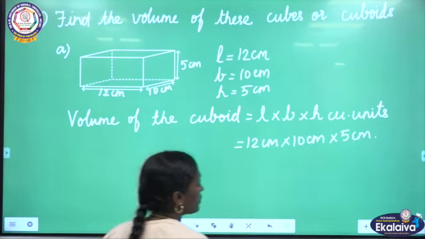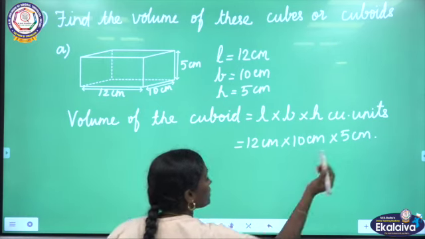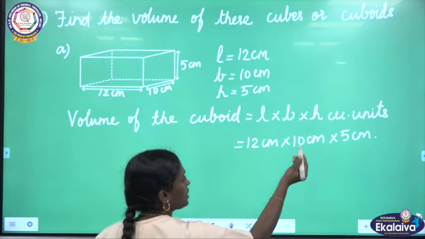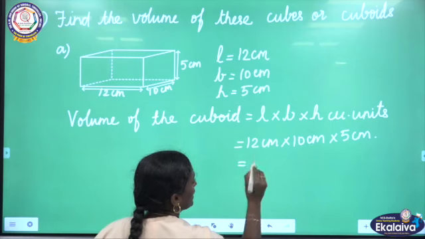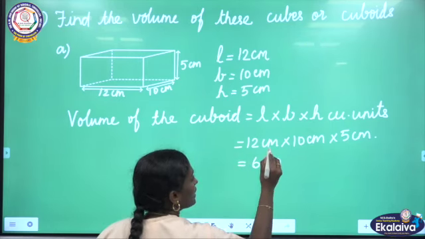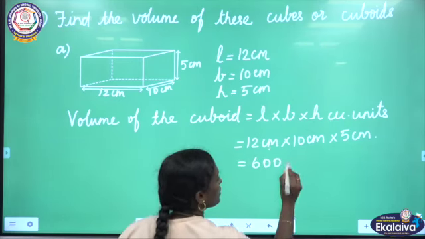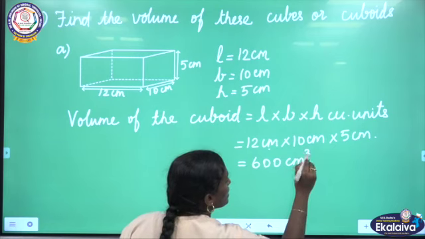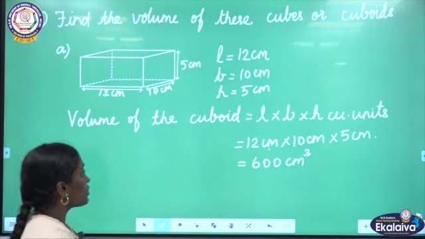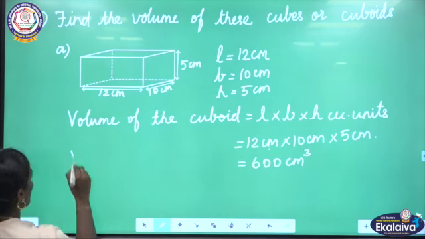Now we have to multiply the numbers. Here 12 5s are 60. 60 into 10, 600. 600, and centimeter into centimeter into centimeter, we will get centimeter cube. So this is the volume of the cuboid.